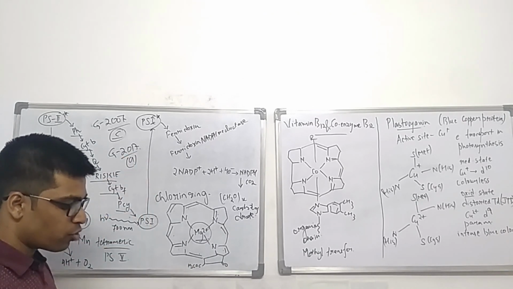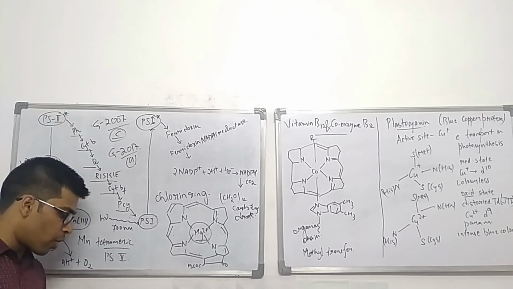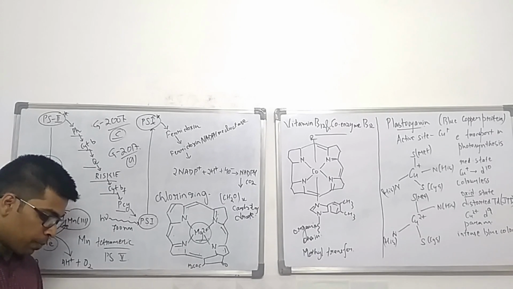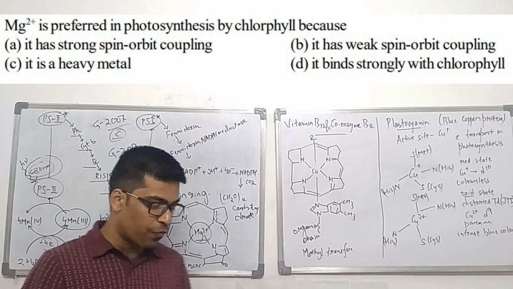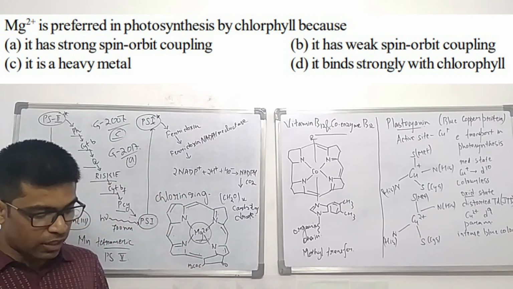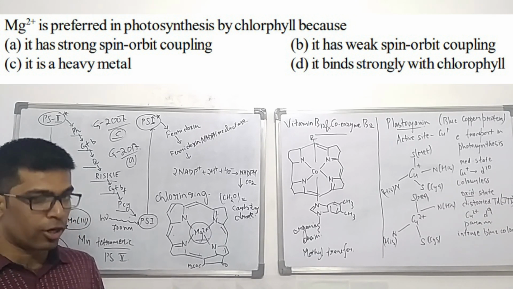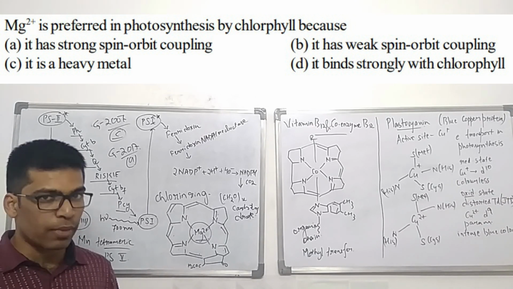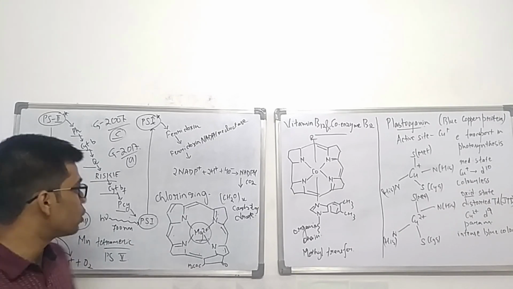Don't get confused with option C, that is not the correct answer. Now there is one more question from photosynthesis which came in GATE 2014. It says magnesium is preferred in photosynthesis by chlorophyll because it has strong spin orbit coupling, it has weak spin orbit coupling, it is a heavy metal, or it binds strongly with chlorophyll. Now it is not a very heavy metal. The answer to this question is that it binds very strongly with chlorophyll.